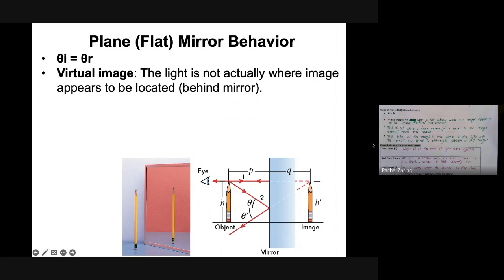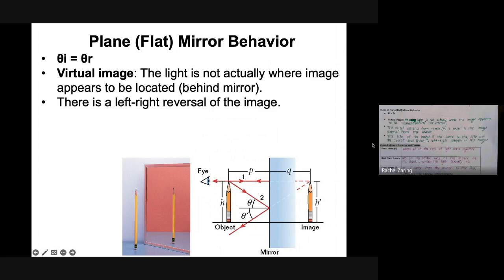Now, we know that light reflects off of a surface back to our eyes where we take in that light, but our eyes treat that light like it could just continue to move in a straight line and actually be reflected off the virtual image. It's not real, but it appears to us to be located behind the mirror.